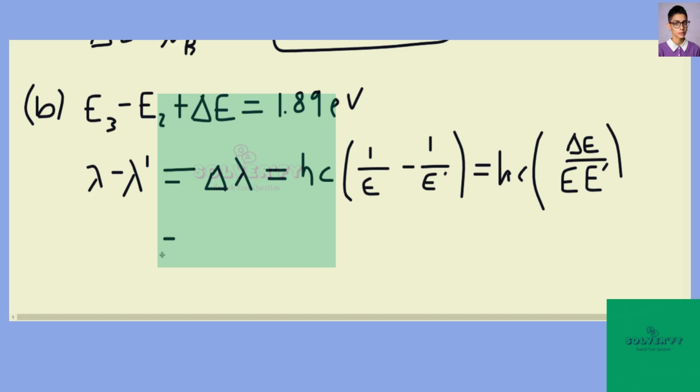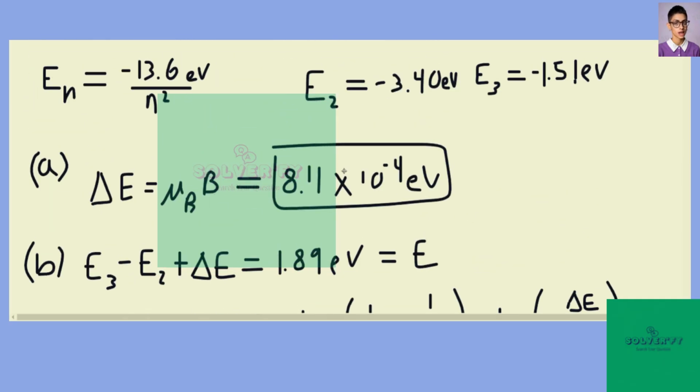So we have this being equal to hc times delta E over E squared, if E is equal to E prime. So we're going to say here E is equal to E prime, and we're calling E 1.89 electron volts. That value we calculated at the beginning is our E value, the energy difference, plus the zero field. So we know delta E as well, because delta E is our 8.1 times 10 to the minus 5 electron volts.